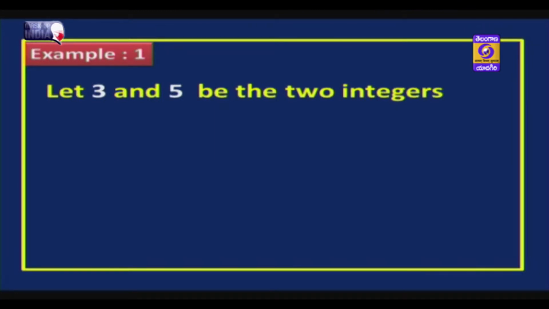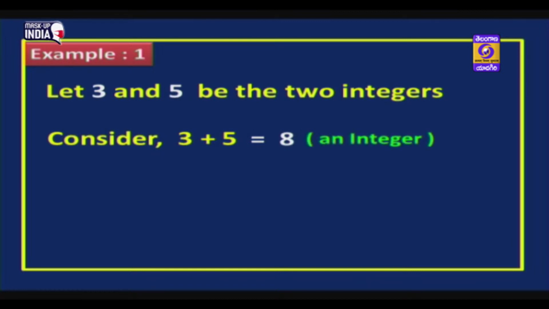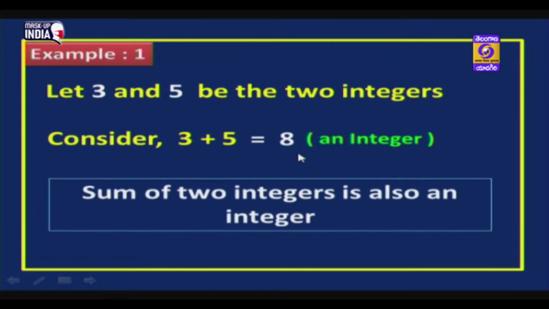Consider two integers 3 and 5. So I have taken here both positive 3 and 5. Now let us add 3 and 5. So what do you get, children? 3 plus 5? Yes, we get 8. Now what is 8? Yes, it is also an integer. That means I have taken two integers, that is 3 and 5, and I added them. When I added these two integers, I got another integer. That means I can say the sum of two integers is also an integer, isn't it, children?